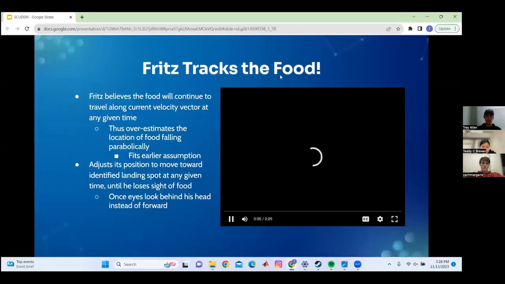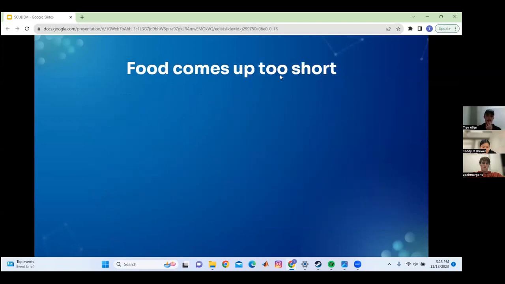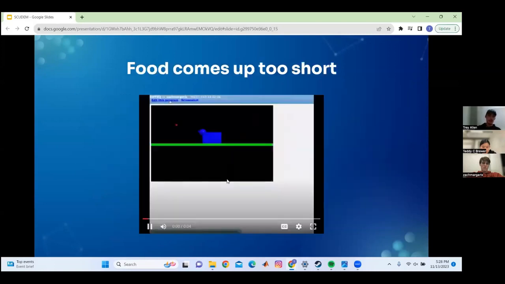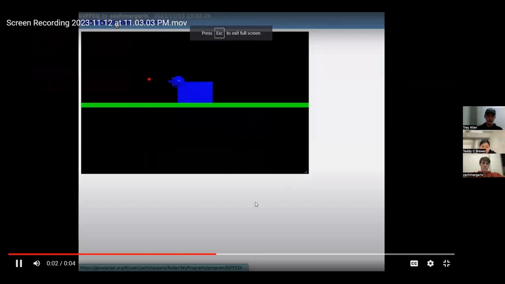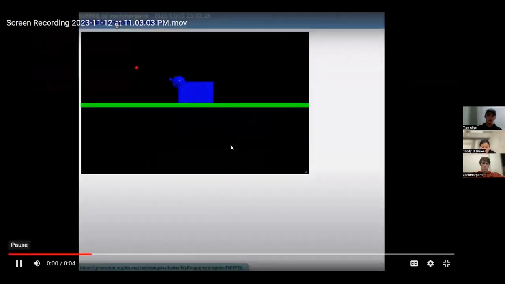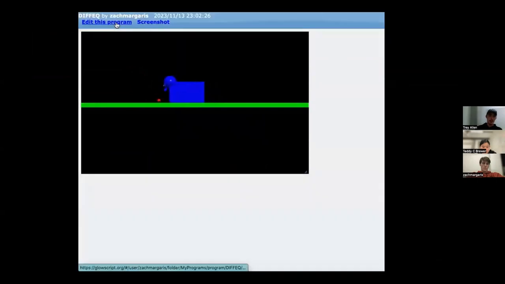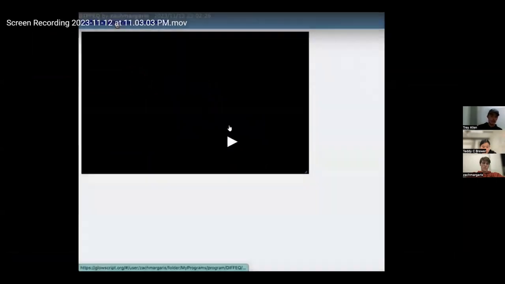to show cases where he is able to catch it, as well as cases where the food comes up short and below. So in this case, this is an example of the food coming up too short. The food is just tossed low enough where Fritz does not have enough time to make it all the way to the food, and thus it lands short.